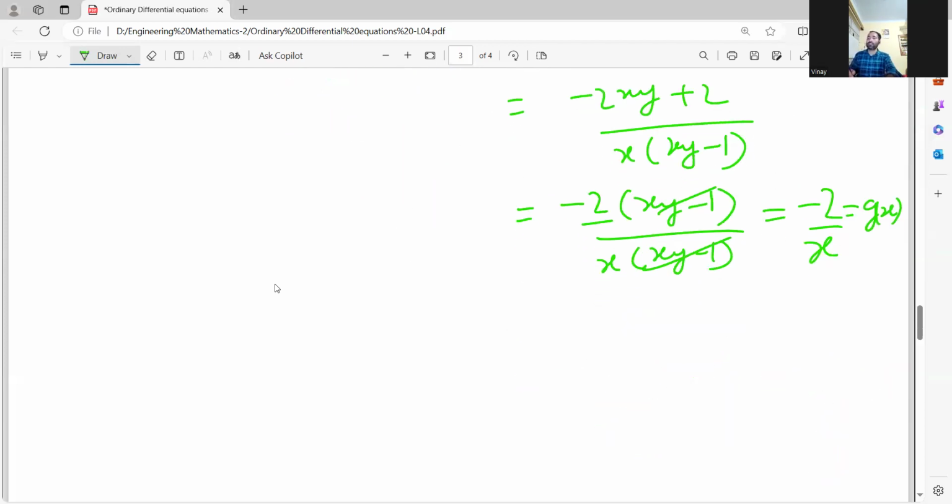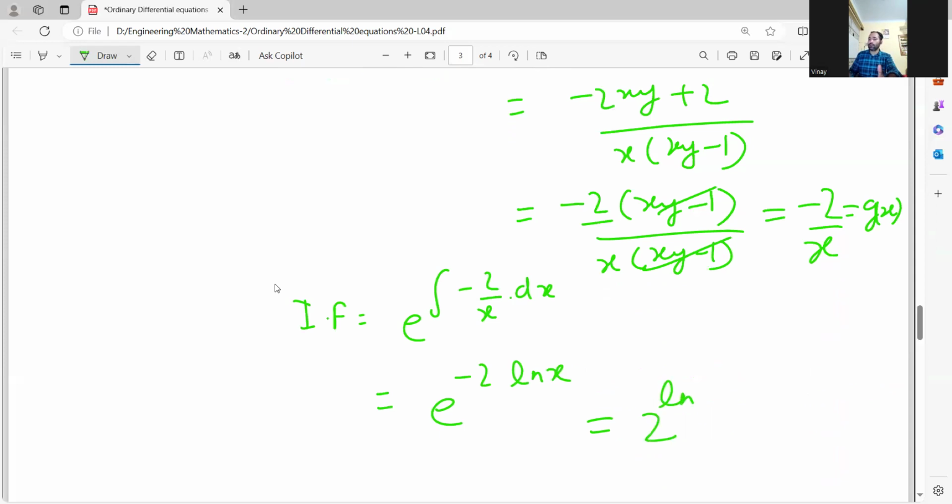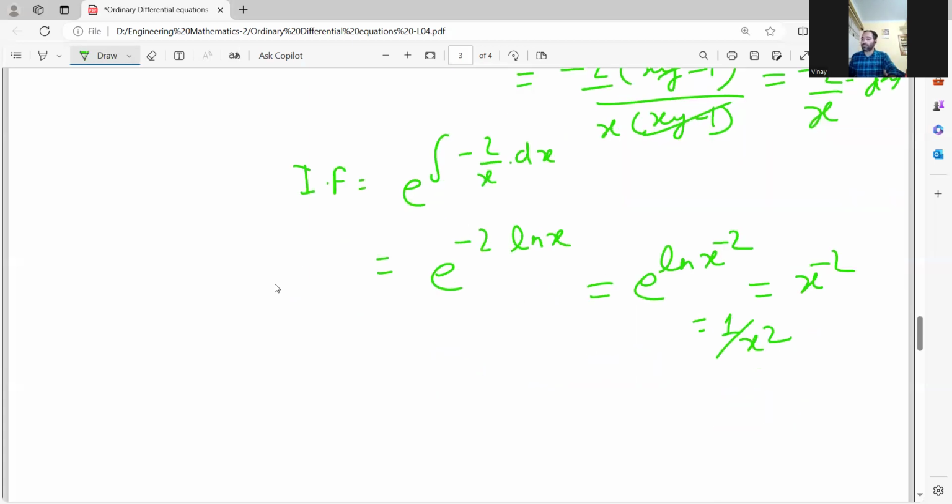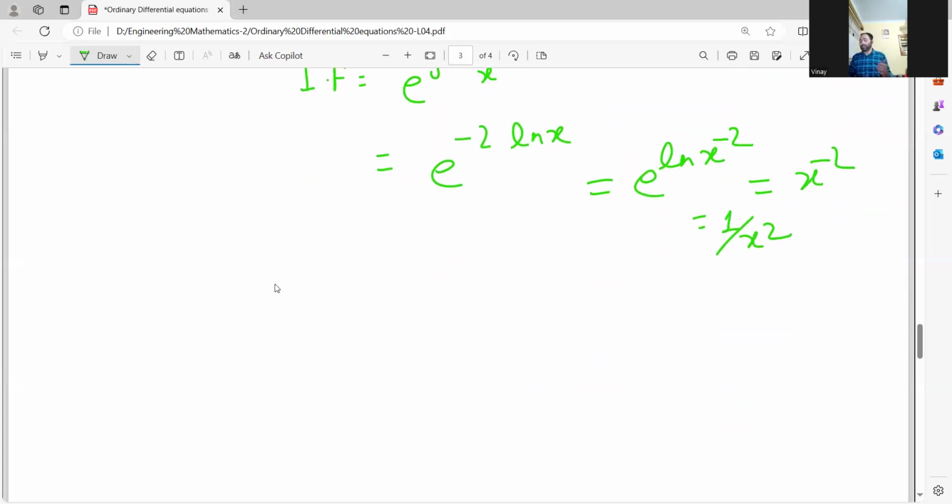Now your integrating factor would be what? e to the power ∫ minus 2 by x dx, that is, ∫g(x) dx, right? e to the power minus 2 ln x, or e to the power ln x to the power minus 2. Whenever you write ln, that means base is e, and this you can easily write as x to the power minus 2. So your integrating factor is 1 by x square, right? Once you multiply that equation with 1 by x square, you can easily find the solution.